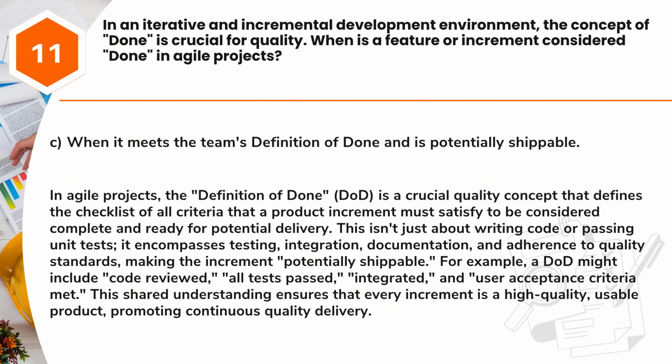Answer: C. When it meets the team's definition of done and is potentially shippable. In Agile projects, the definition of done, DoD, is a crucial quality concept that defines the checklist of all criteria that a product increment must satisfy to be considered complete and ready for potential delivery. This isn't just about writing code or passing unit tests, it encompasses testing, integration, documentation, and adherence to quality standards, making the increment potentially shippable.